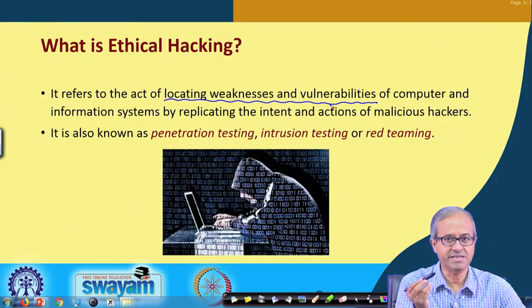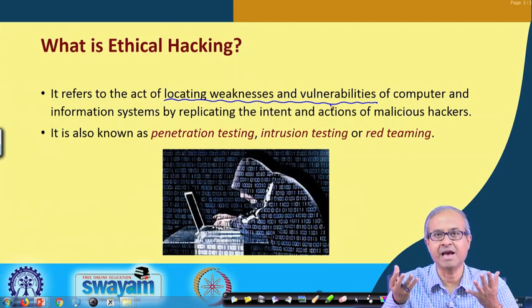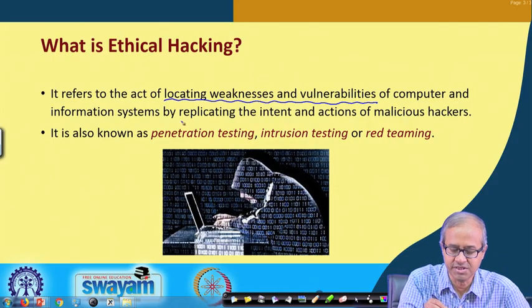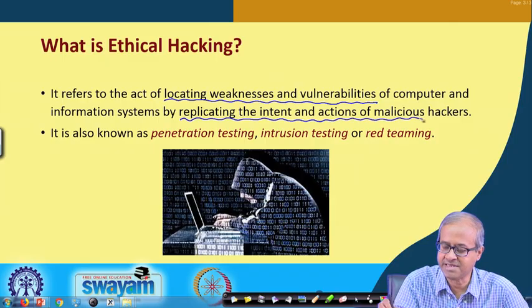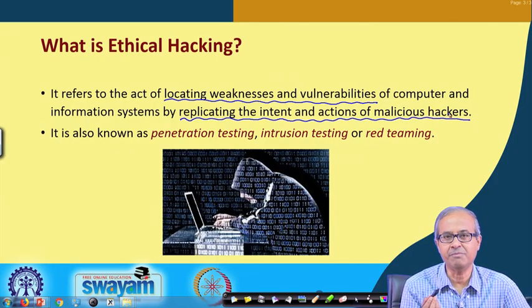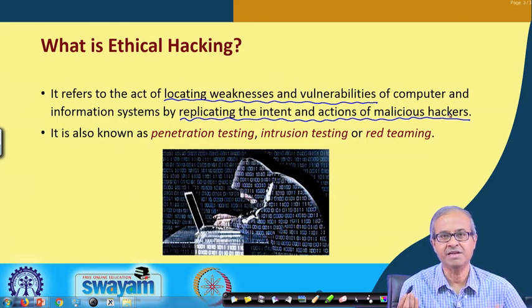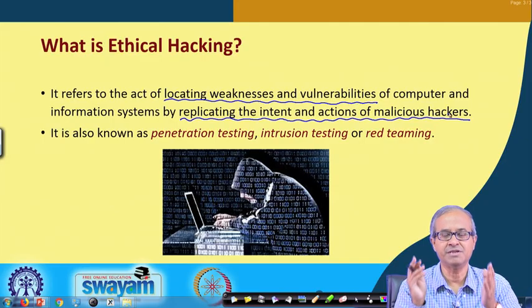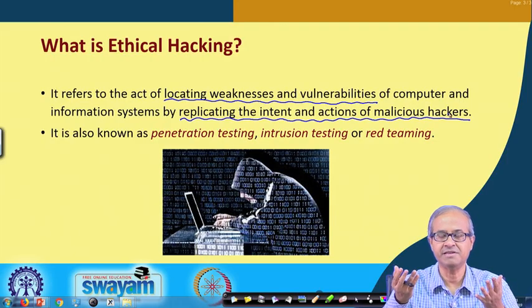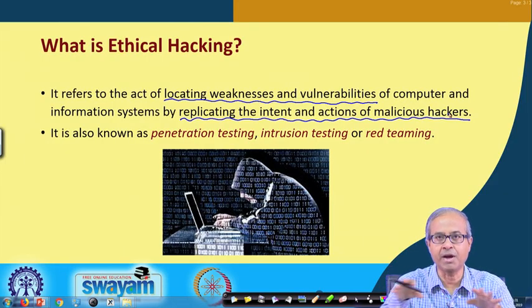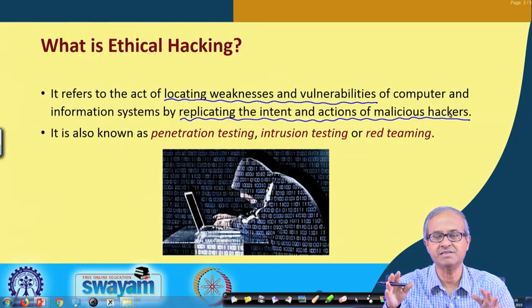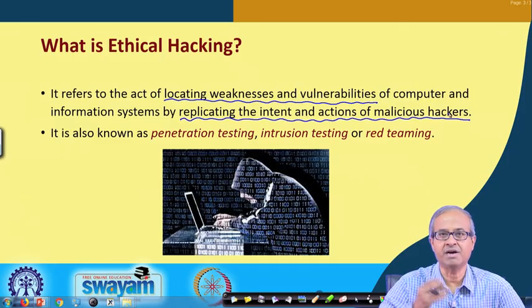But how is this done? This is done by mimicking the behavior of a real hacker. As if you are a hacker, you are trying to break into your own network, there you will get a lot of information about what the weak points in your own network are. So, this term is important: by replicating the intent and actions of malicious hackers. Whatever malicious hackers do in reality, you try to mimic that, you try to replicate that. Your objective is to find out the vulnerabilities and weak points in your network. Well, you have a good intent, you try to identify the weaknesses and later on maybe the organization will plug or stop those weaknesses, so that such attacks cannot happen in the future.